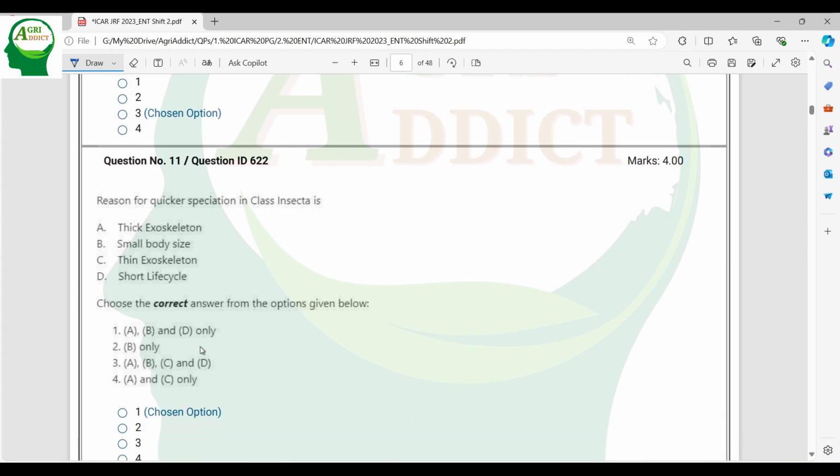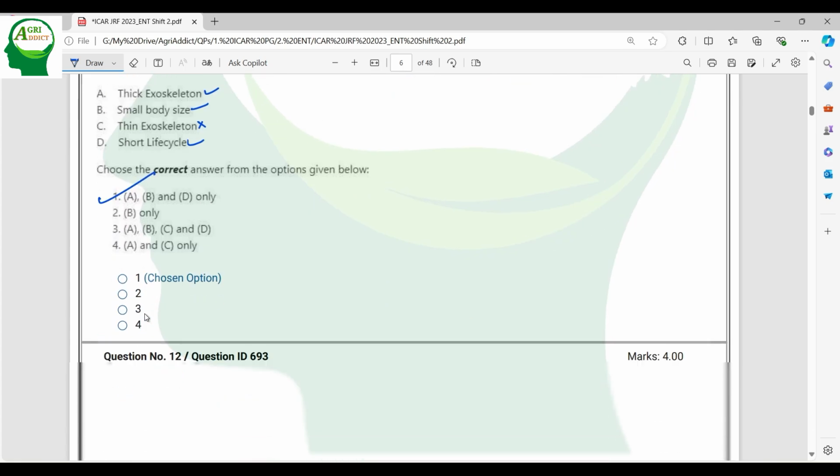Next question, the reason for quicker speciation in class Insecta is. So thick exoskeleton, yes, it is the correct reason. Their chitinous exoskeleton is the reason for their quicker speciation. Then smaller body size, of course, due to smaller body size, insects are found anywhere in the world. Thin exoskeleton is wrong, it is thick exoskeleton, so it is wrong. And short life cycle, yes, it is an important characteristic feature for quicker speciation. So A, B, D, that is option 1, is the correct answer.